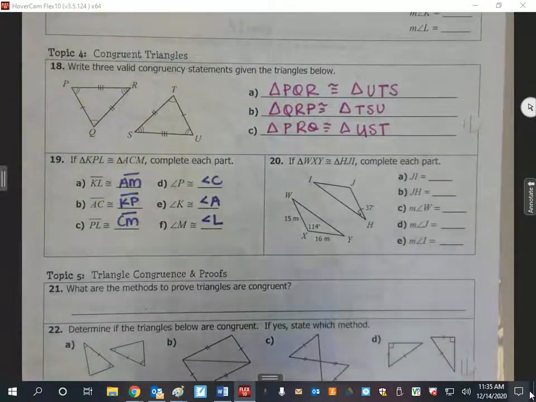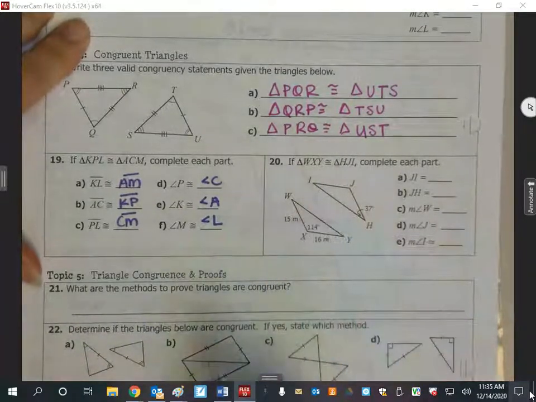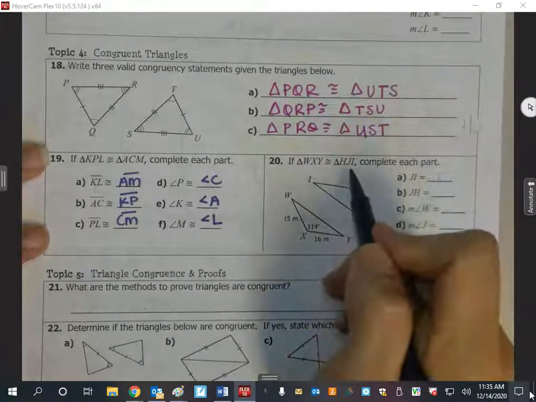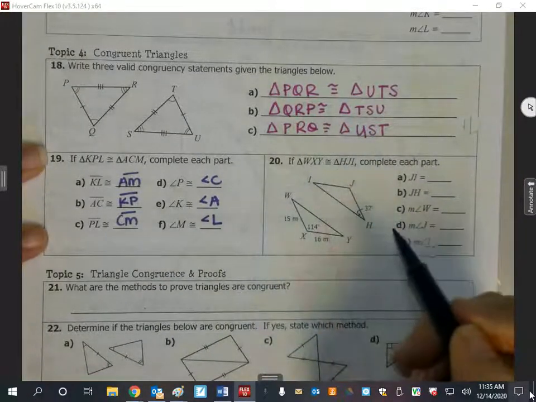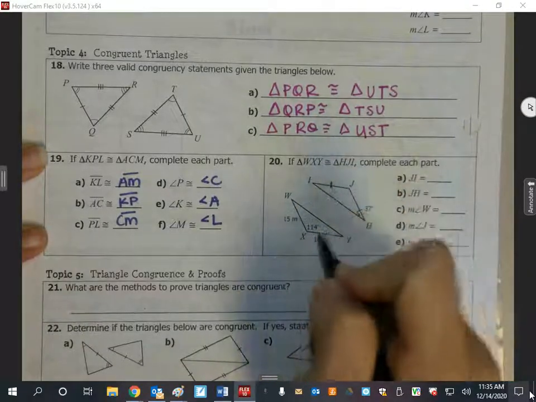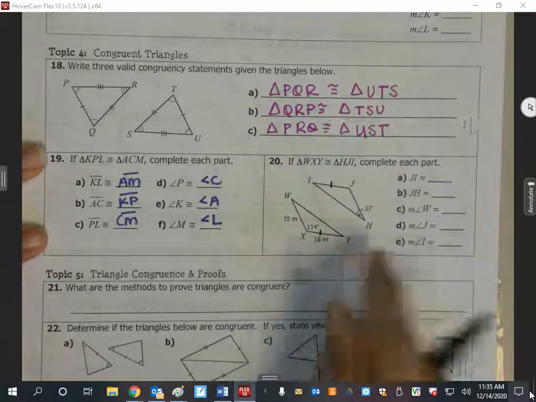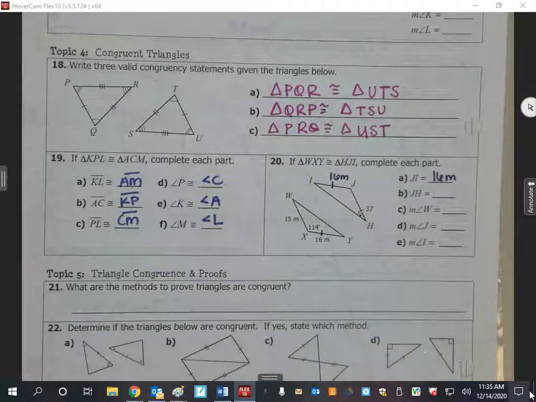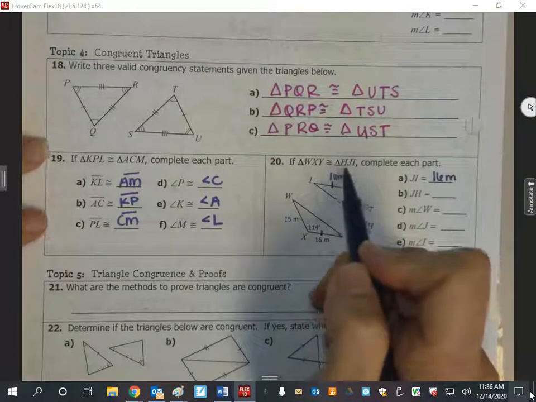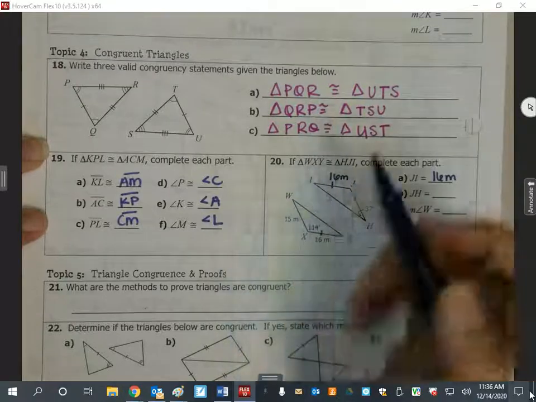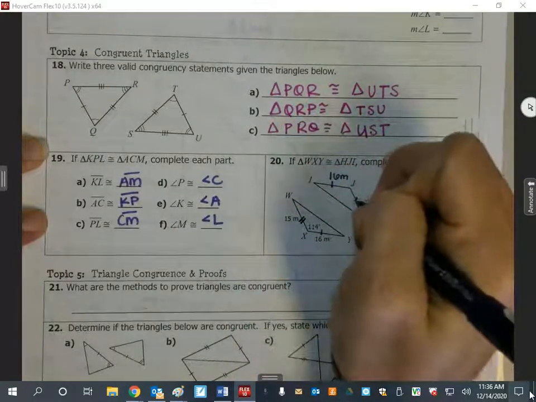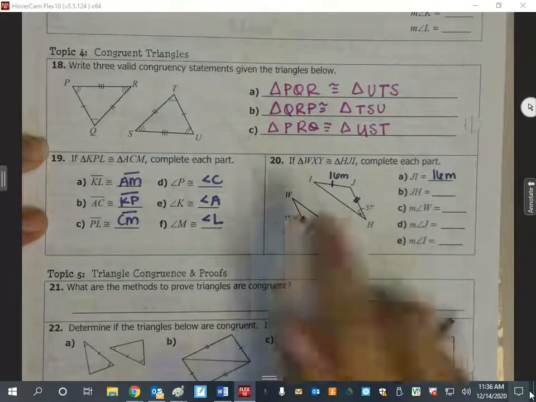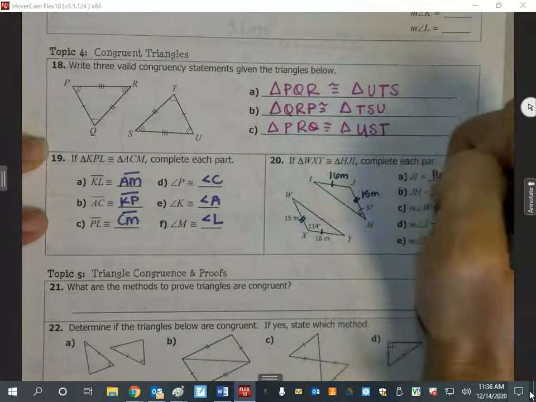All right. In number 20, it gives you some degrees and some side measurements, and it wants you to find the rest of the triangle. So, using the corresponding parts in the name, JI corresponds to XY. And we can see that XY is 16, so that means that JI has to be 16 meters as well. Okay, JH. JH corresponds to XW, and since XW is 15 meters, that means that JH has to be 15 meters as well.